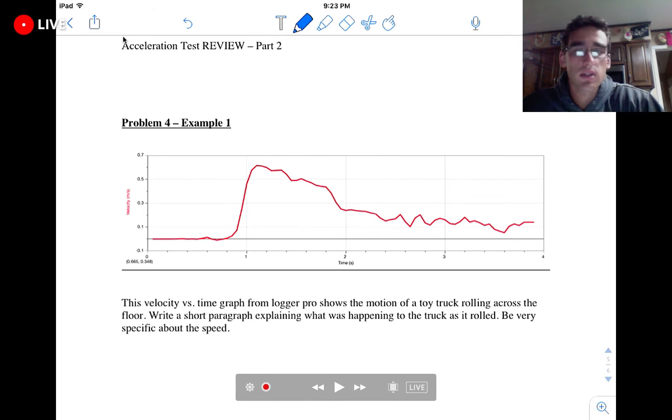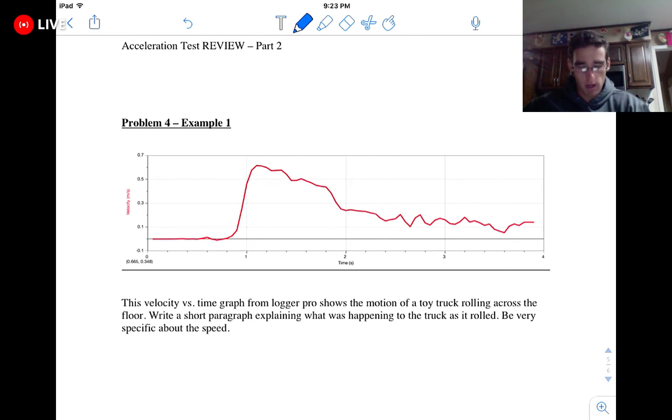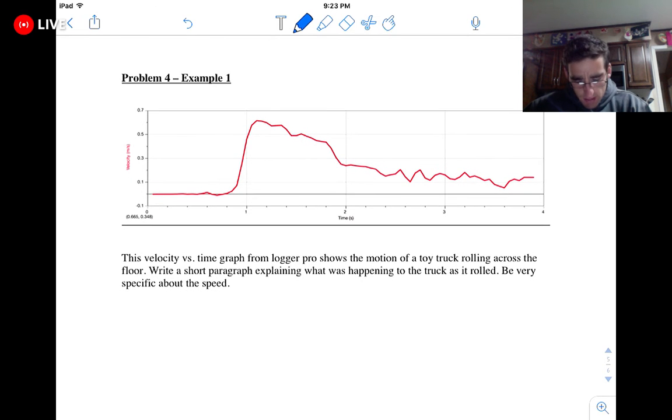Guys, so here's the last example. Problem 4, example 1. Now this one's a short paragraph for what's happening to the truck as it rolled. Be very specific, okay?